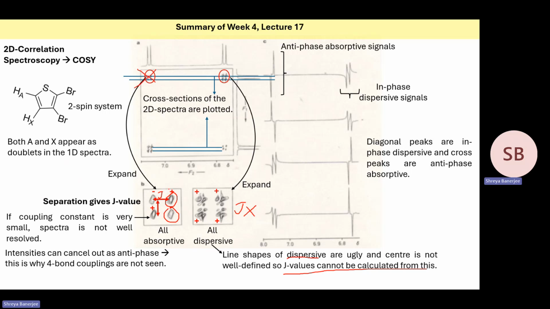So if your J value is very small, the fine structure will merge with each other. And because the fine structure peaks are of opposite signs, they will cancel and your cross peak will disappear. That is why four-bond couplings are not seen, because the J value is very small. So this is all about COSY.